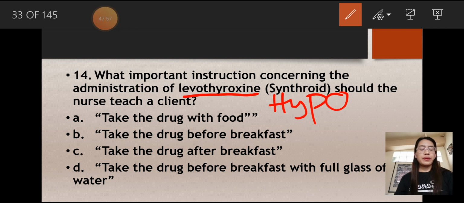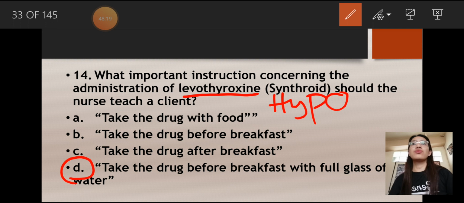Okay, so take the drug before breakfast, tama yan, right? Kasi kailangan empty stomach to promote absorption. But between B and D, anong mas better na sagot natin? Okay, it is letter D, mas kumpleto. Take the drug before breakfast with full glass of water. Okay, susundan natin siya ng full glass of water. Pero dapat walang pagkain. Okay, dapat empty yung stomach.